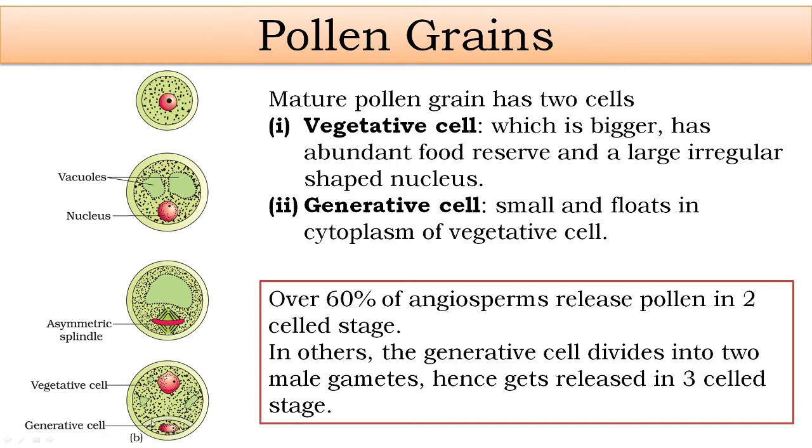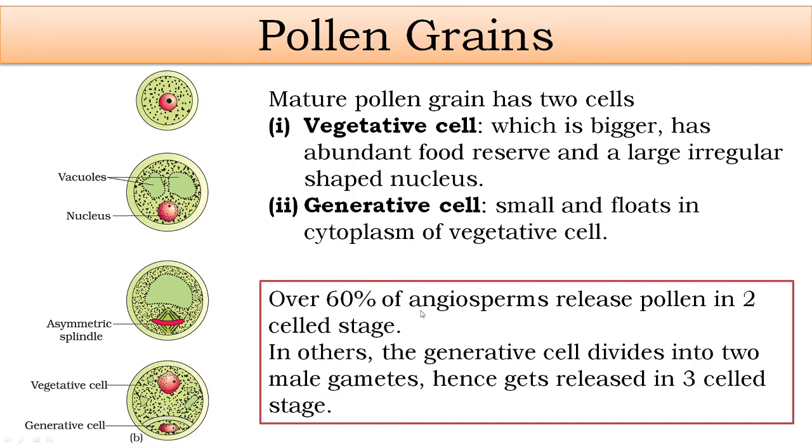Vegetative cell has got abundant food reserve. It has got a larger nucleus. Whereas the generative cell is smaller, right? And it floats inside the cytoplasm of the vegetative cell.